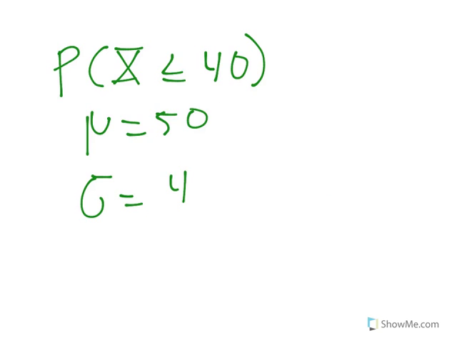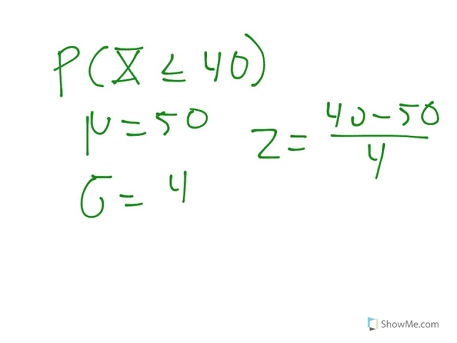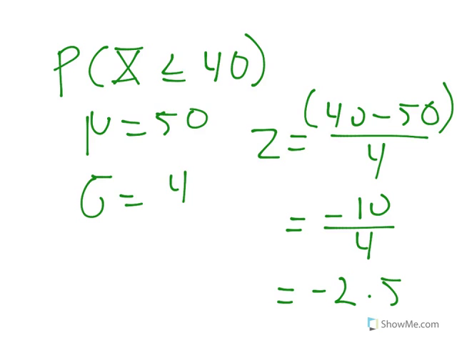So if I want to do that, z equals 40 minus 50 all over 4. If you're going to type this all at once in your calculator, then I put parentheses in here, because 40 minus 50 is negative 10 over 4, right? And then 10 divided by 4 equals negative 2.5. Right? And then you'd go to your table and find that, and that would give you the probability that x is less than or equal to 40.